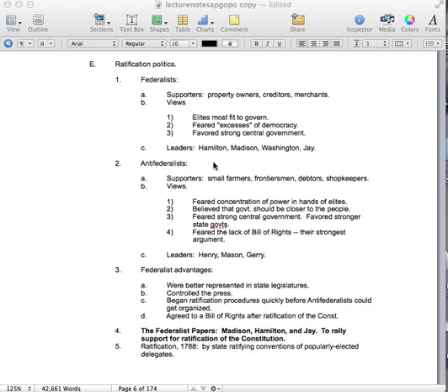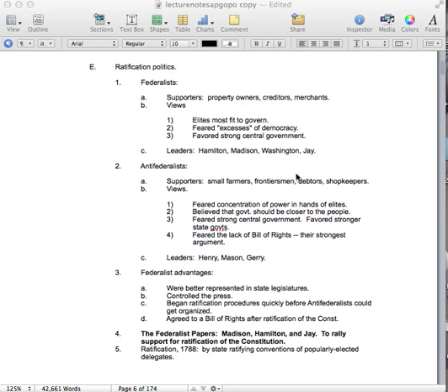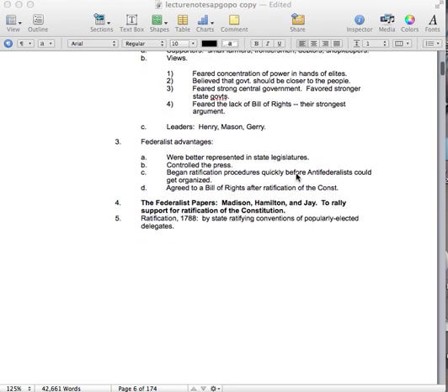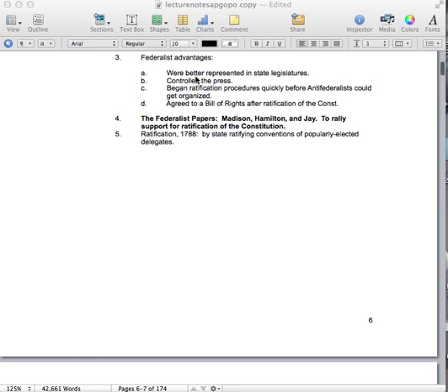Who are the leaders? It says here Hamilton, Madison, Washington, and Jay. So realize who the Federalists are and what they wanted. I'm going to go down here real quick to the Federalist advantages. What are the Federalist advantages?